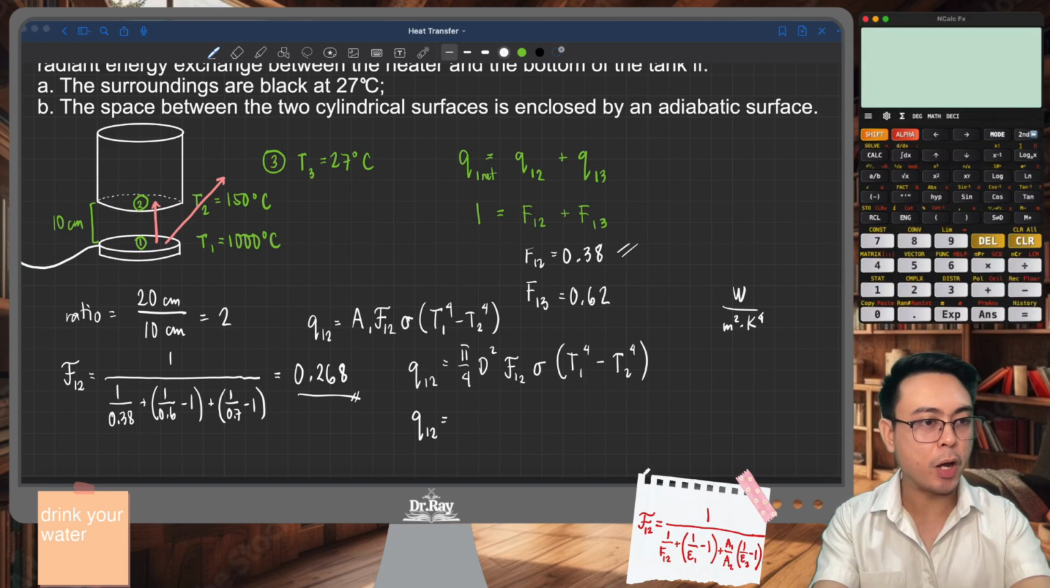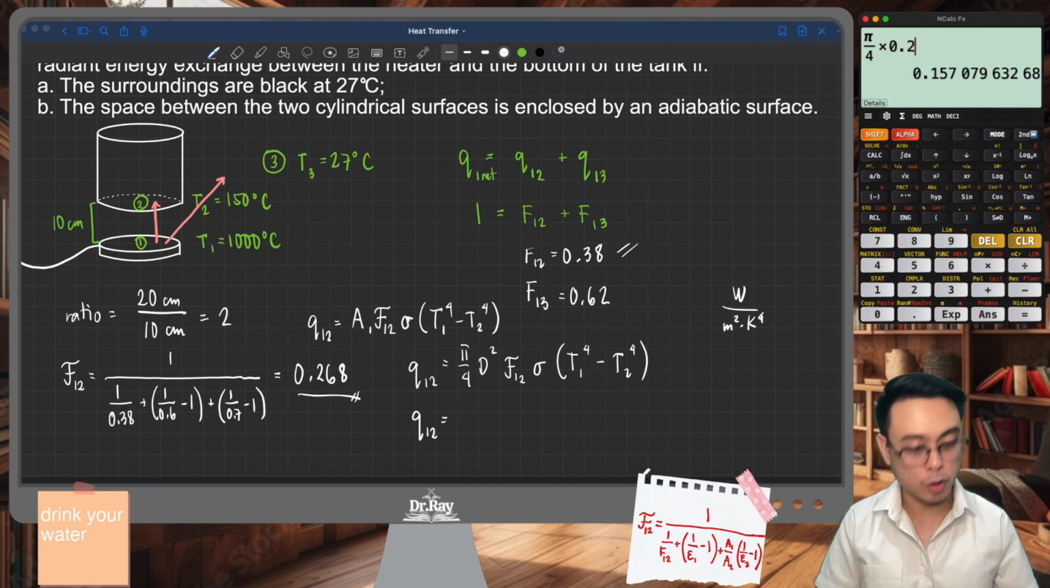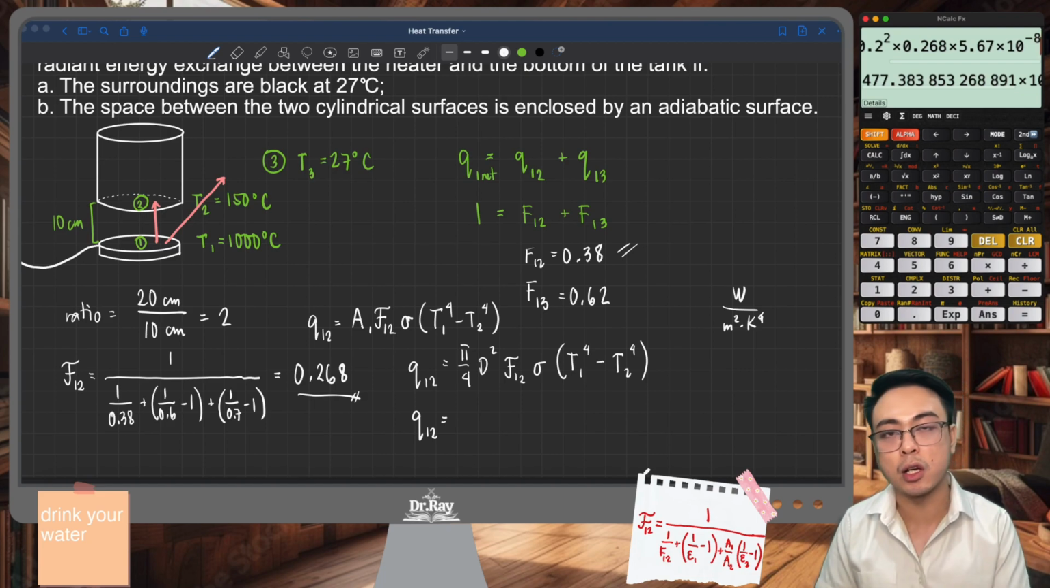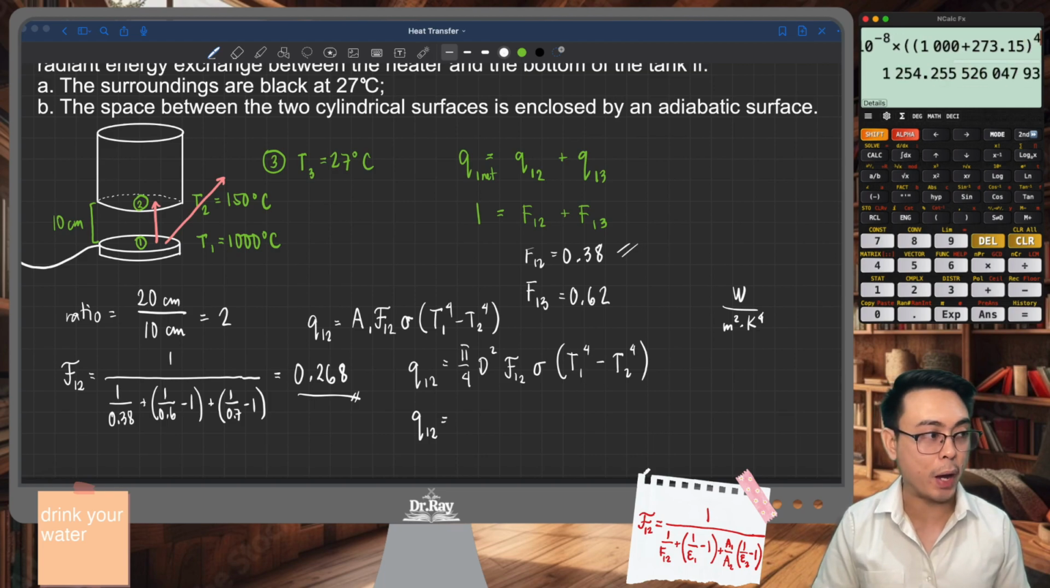That will be pi over 4 times d squared. My diameter is 20 centimeters. Converting to meters, that is 0.2 squared times the view factor, the overall interchange factor, times the Stefan-Boltzmann constant, which is 5.67 times 10 to the minus 8. This is watts per square meter per Kelvin to the fourth. There is an equivalent of this in the English system, so you might want to use that if you're handling English units. Now, for the temperatures, again, T1 is 1000 degrees Celsius. Do not forget to convert that to Kelvin before raising that to the fourth power.